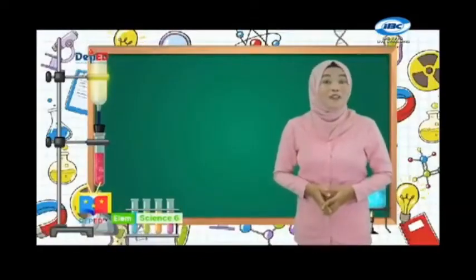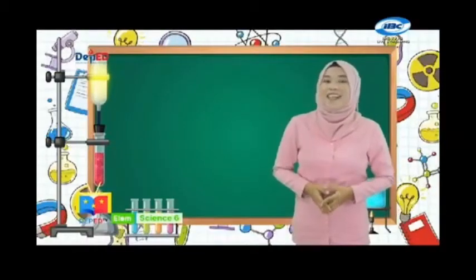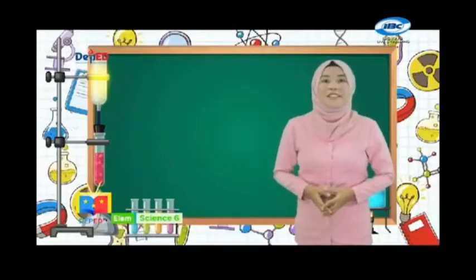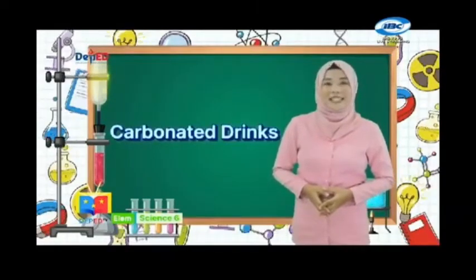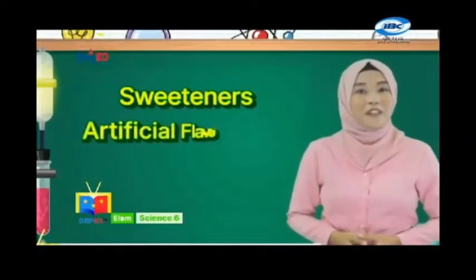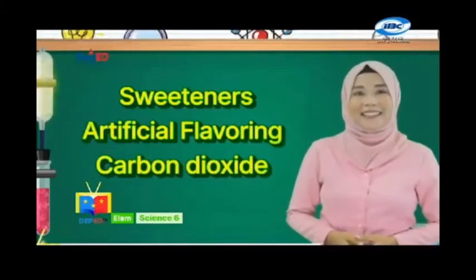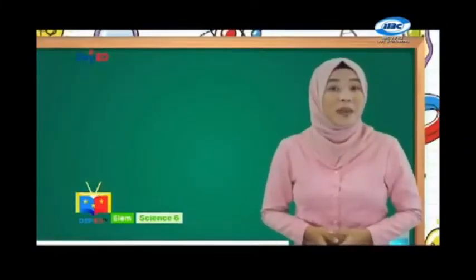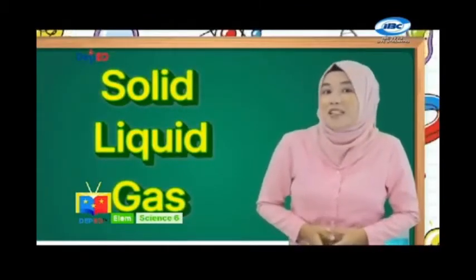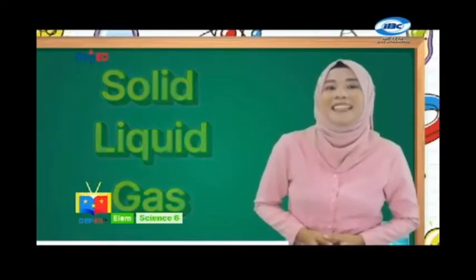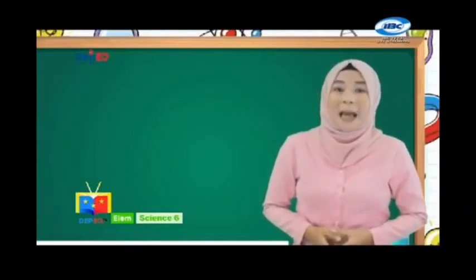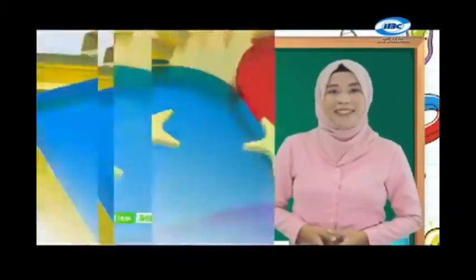An example of a solute dissolved in a solvent is sugar solution. Another example of solutes dissolved in a solvent are carbonated drinks, since the substances found in it are sweeteners, artificial flavoring, and carbon dioxide. Did you know that a solution may exist in solid, liquid, or gas depending on the state of its solvent? Well, a solution of two solid materials is possible. When this happens, an alloy is formed.